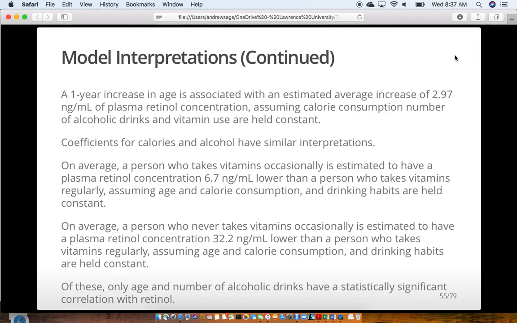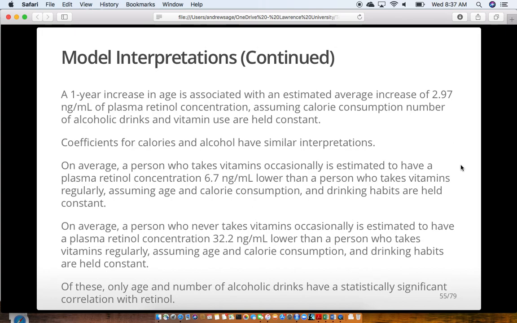So to interpret those coefficients in our model, we would say a 1-year increase in age is associated with an estimated average increase of about 2.97 nanograms per milliliter of plasma retinol concentration, assuming that the other variables, alcoholic drinks, calorie consumption, and vitamin use are held constant. Calories and alcohol would have a similar interpretation.